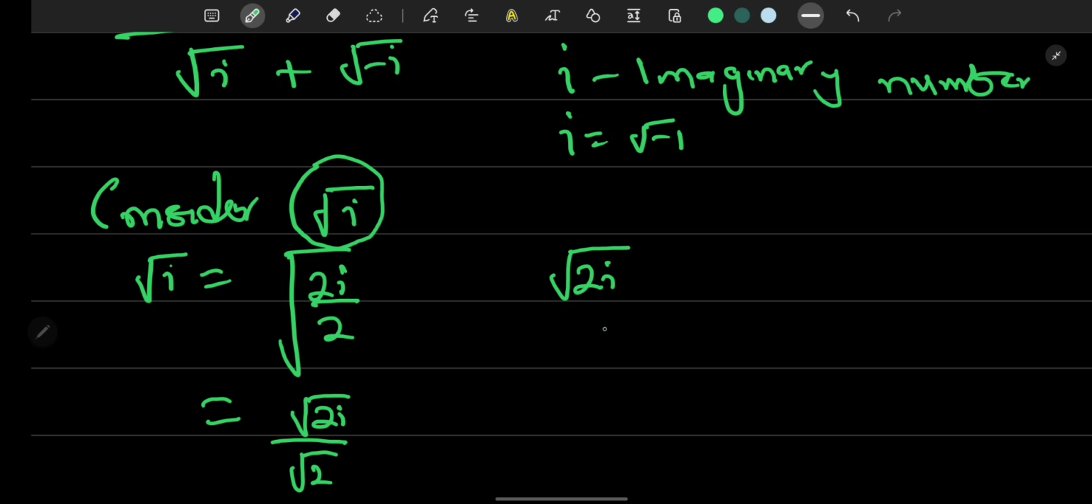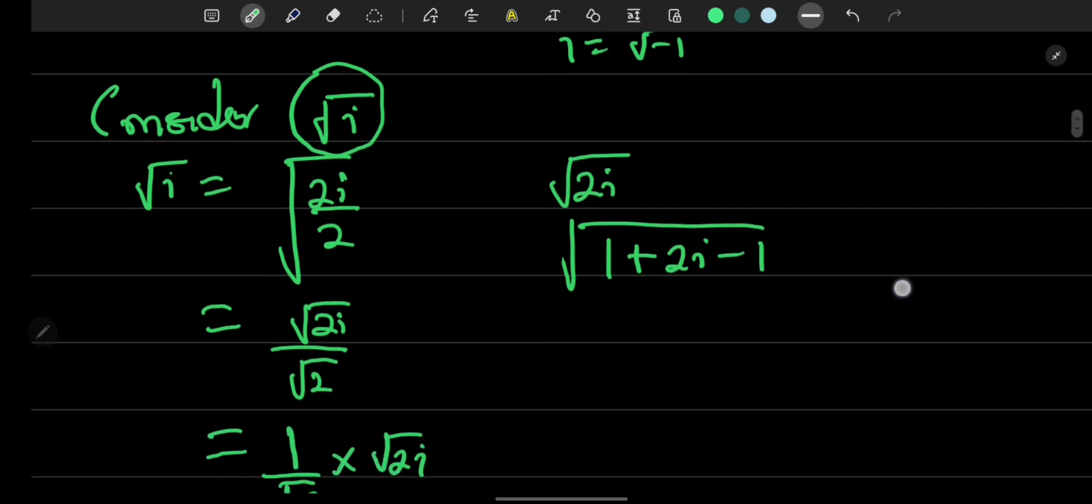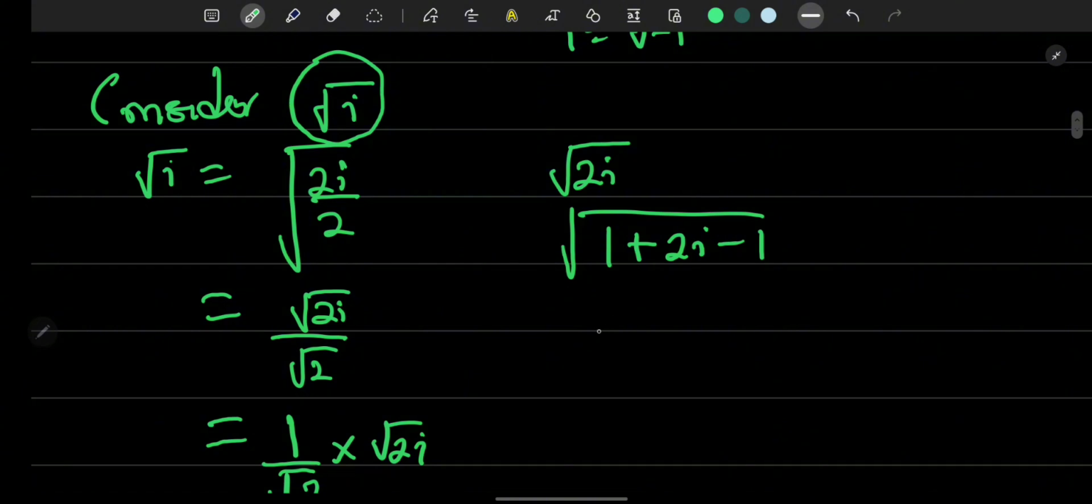For square root of 2i, I want to introduce the numbers 1 plus 2i minus 1. Of course, 1 minus 1 is 0, so you have your 2i back, and nothing changes as usual. Then this can be written as 1 squared, and 1 squared is 1. Then 2i can be written as 2 times 1 times i. I'm sure we all know that.